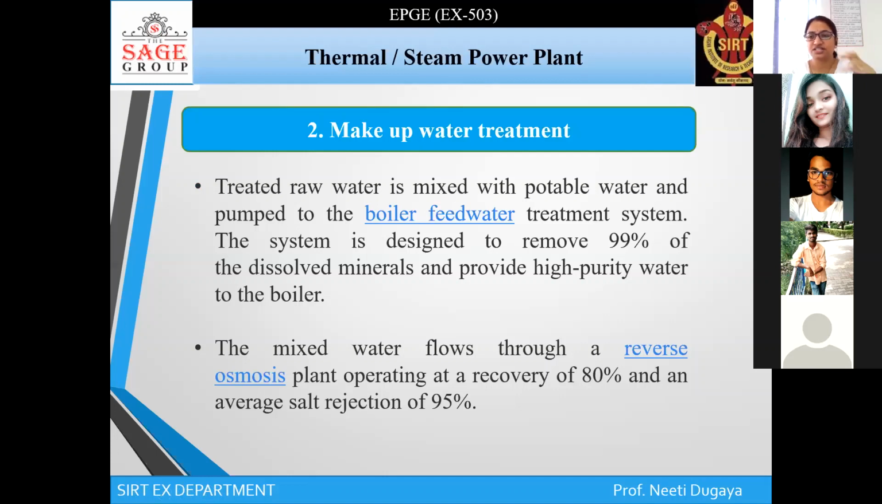Potable water means drinkable water, water which is clean enough that we can drink it. So drinking water is known as potable water. The treated raw water is mixed with potable water, that means fresh water, and then it is pumped to the boiler feed water treatment system. The system is designed to remove 99% of the dissolved material and provide high purity water to the boiler.